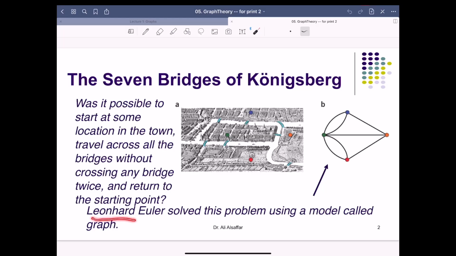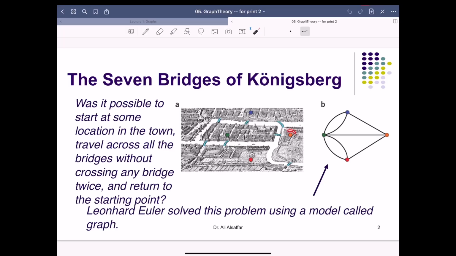A person called Leonhard Euler solved this problem by converting the problem into a model which is now called a graph. So he represented the regions by circles or nodes, and he represented the bridges by lines connecting these circles. Between the blue region and the green region, there are 2 bridges. This is why there are 2 lines between the blue circle and the green circle.